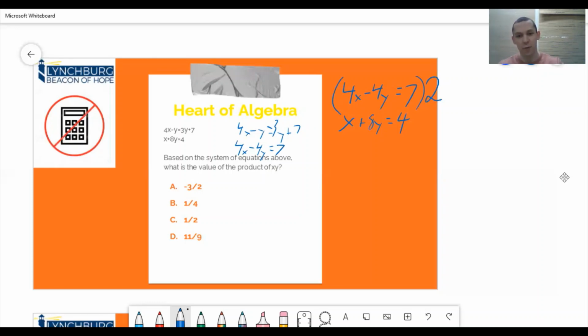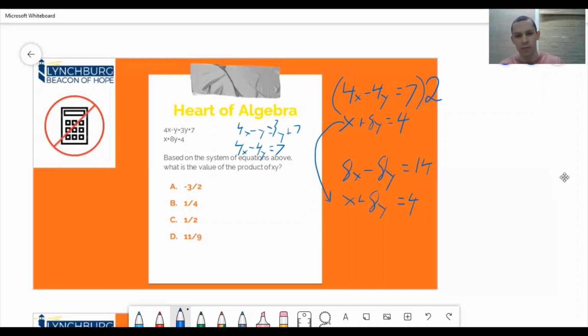So we're going to multiply that by 2, and I'm going to bring my solution down. So 2 times 4x gives me 8x. 2 times -4y gives me -8y. 2 times 7 equals 14. All right, and then the second equation we didn't change, so we're just going to bring it down. And we're just going to have our x plus 8y equals 4.